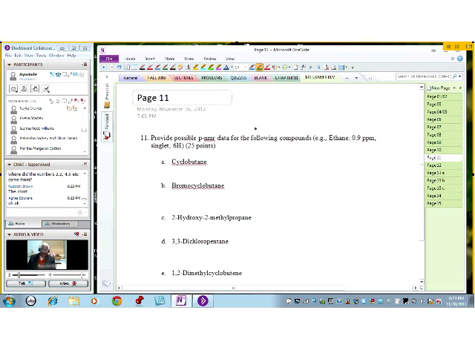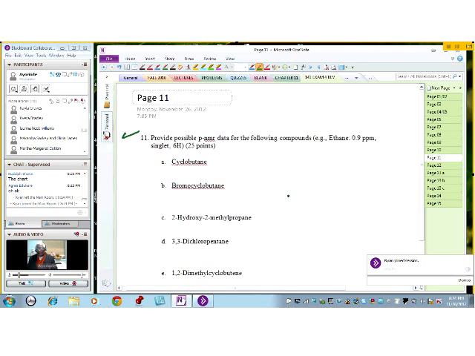Brianna, can you go ahead and read this question for us? Provide possible PNMR data for the following compounds. Thank you. Very good. Now, notice this question is very similar to the last one, but we are asking the same concept in a different way. We simply want to see whether you understand the concept, the theory, the principle behind proton NMR spectroscopy. In this case, they want us to provide the possible NMR data for the following molecules.